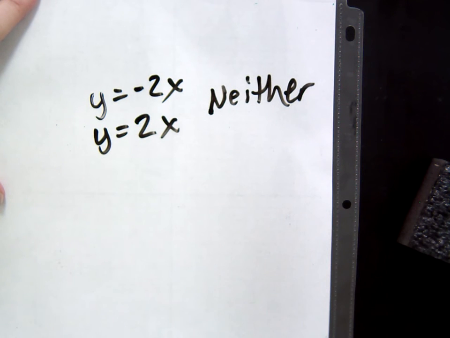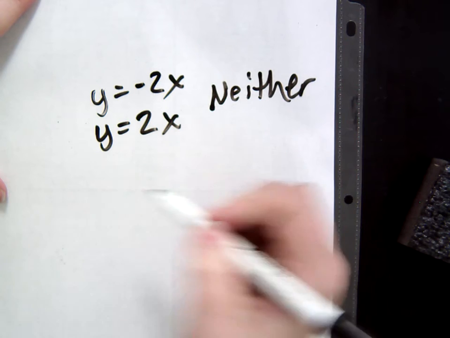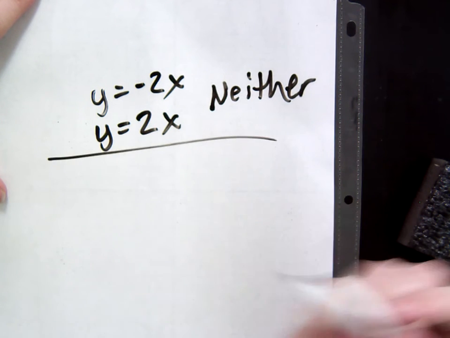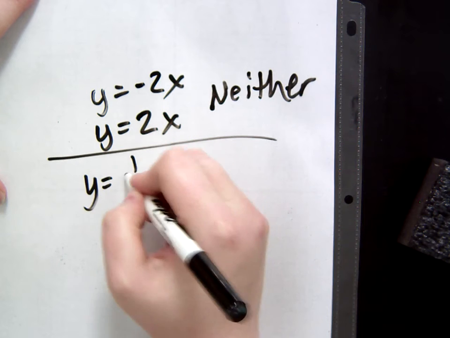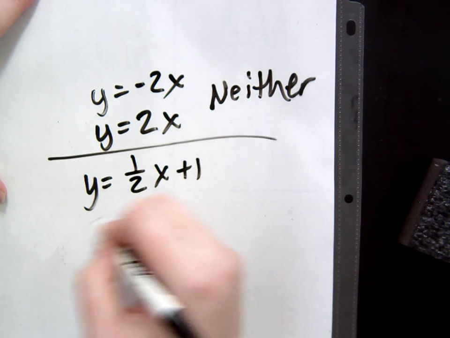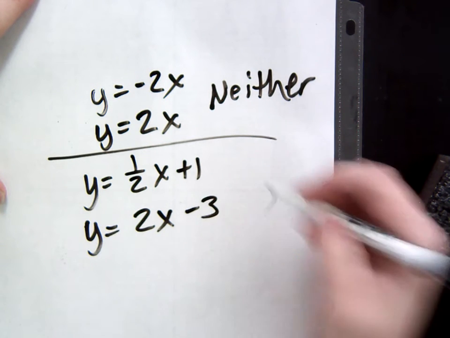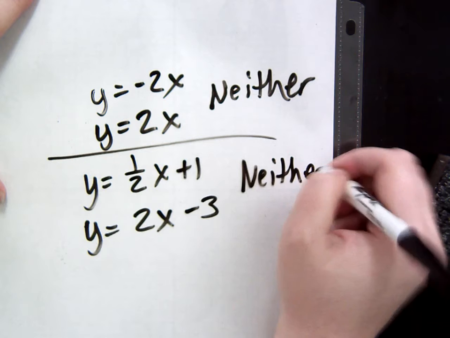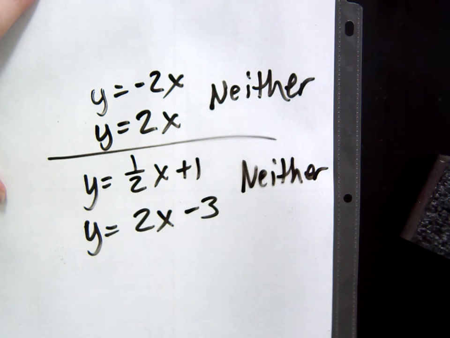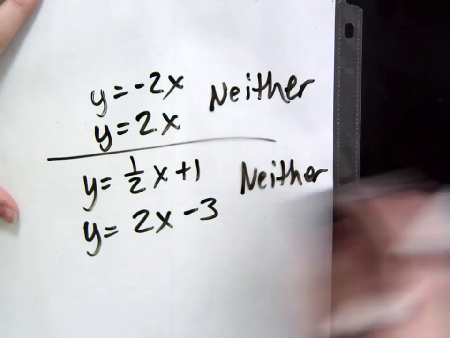If we had something like, let's say, y equals 1/2 x and then y equals 2x, these are neither as well. Because while they might be reciprocals, they're both positive. So they're not opposite reciprocals. But either way, when you're trying to check whether they are parallel or perpendicular, you do need to put it in slope-intercept form and then compare the slopes.